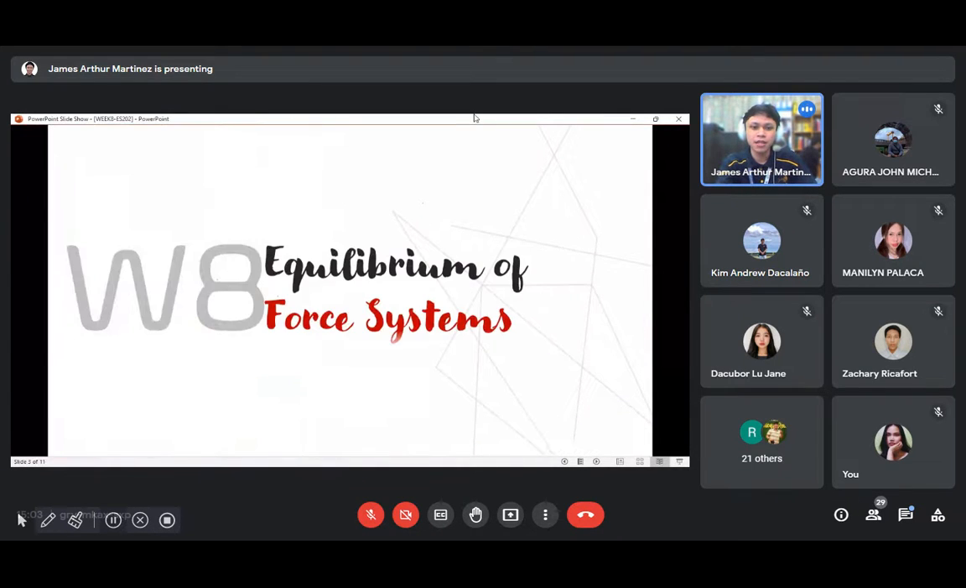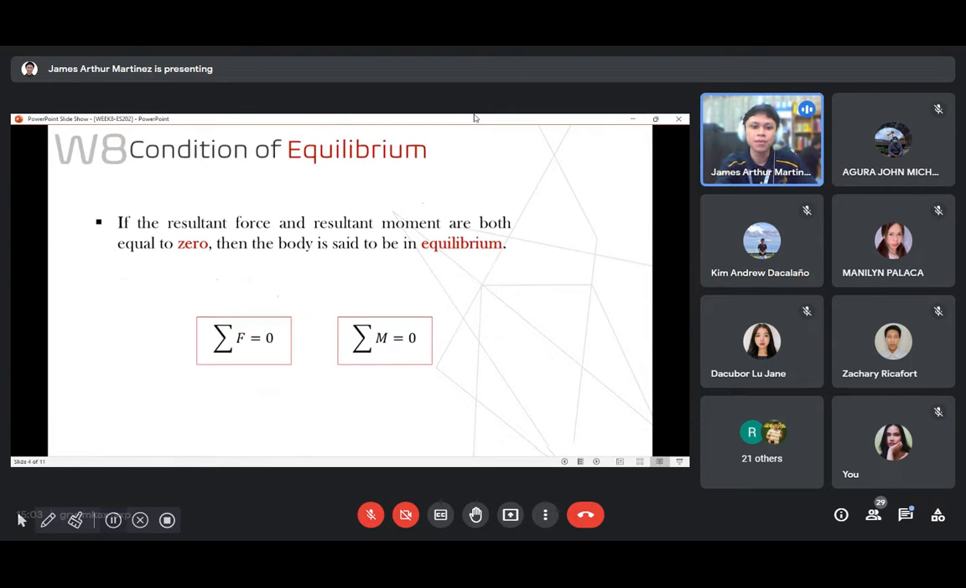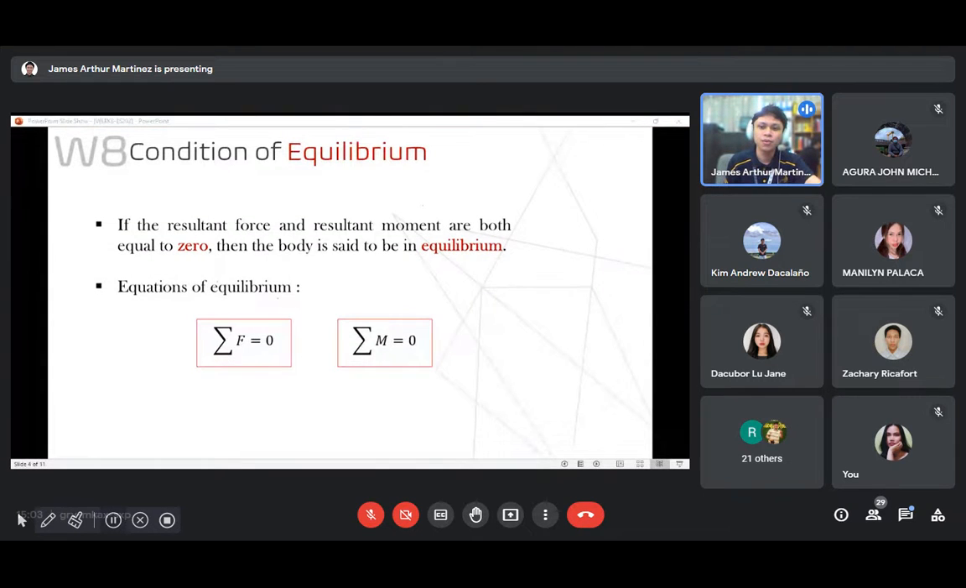So, to continue. This is now the last part of our discussion on equilibrium of force systems. Just a recap: when we say static equilibrium, the structure is in static equilibrium if the resultant force and resultant moment are both equal to zero.